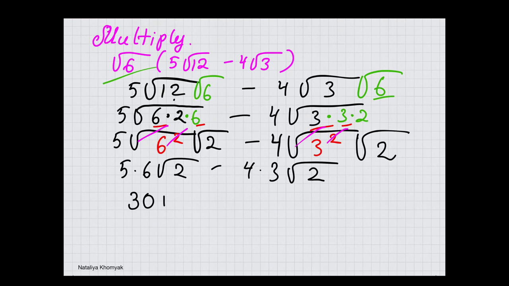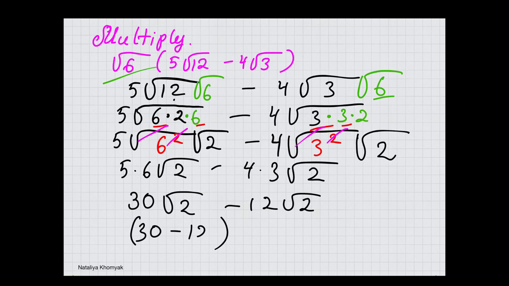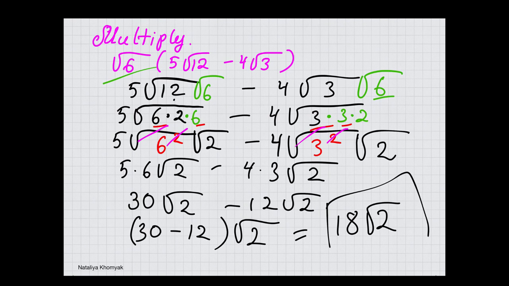That's 30 radical 2 minus 12 radical 2. We have like terms, so we have 30 minus 12 of square root of 2. And this simplifies into 18 square root of 2. And this is our solution. That's all.